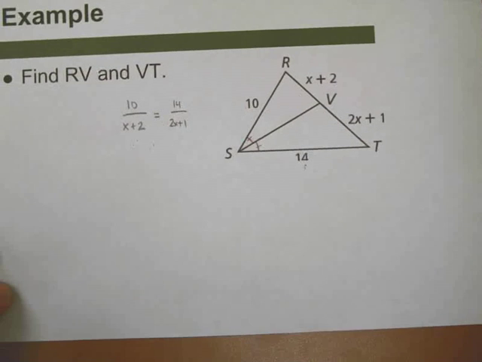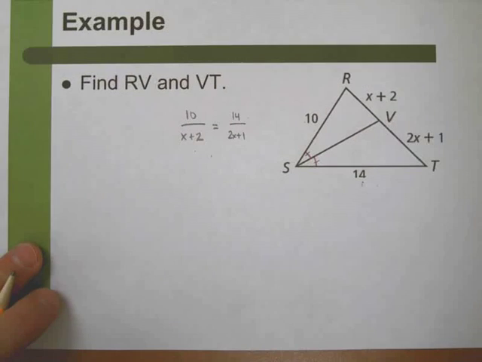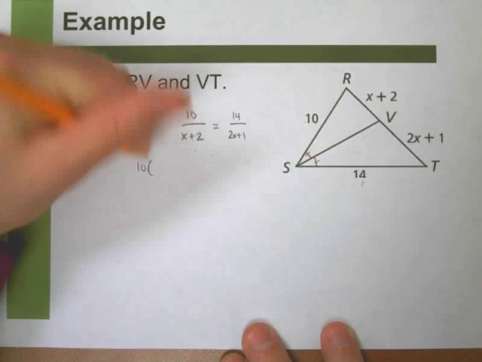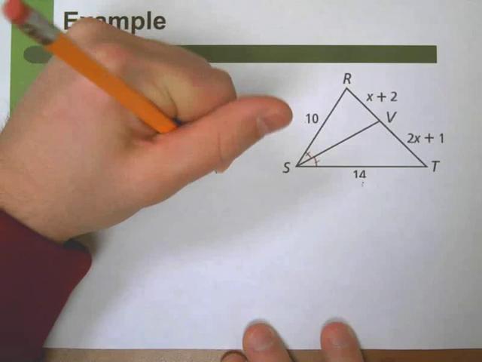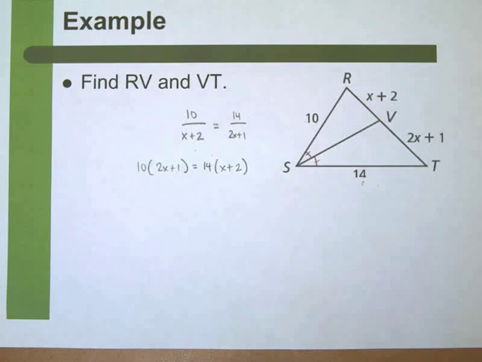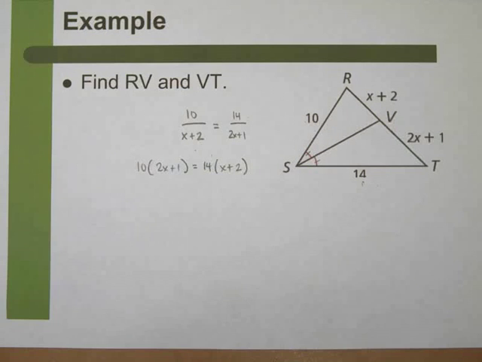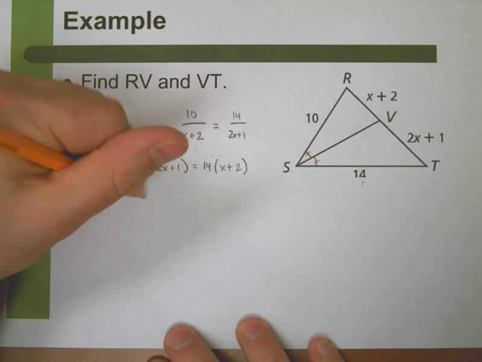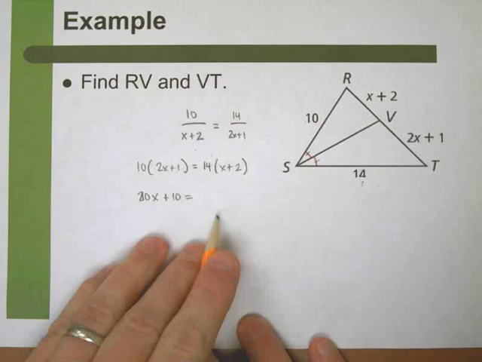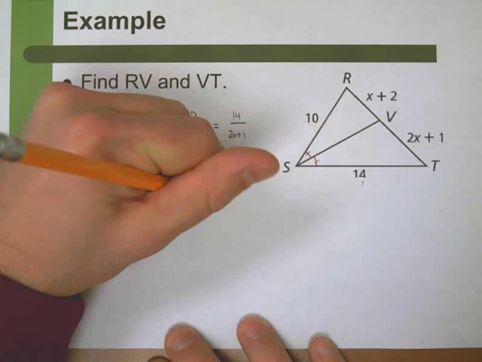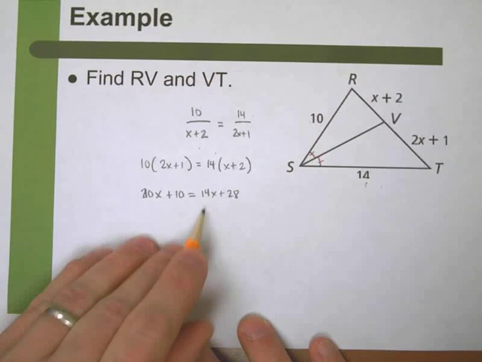Now when I go ahead and cross multiply, I see some distributive property coming, so be careful about that. That means I have 10 times 2x plus 1 on one side. Okay, that means I cross multiply and I have this. I'm going to distribute out the 10 on this side. That would give me 20x plus 10. On the right side, I have 14x plus 28.